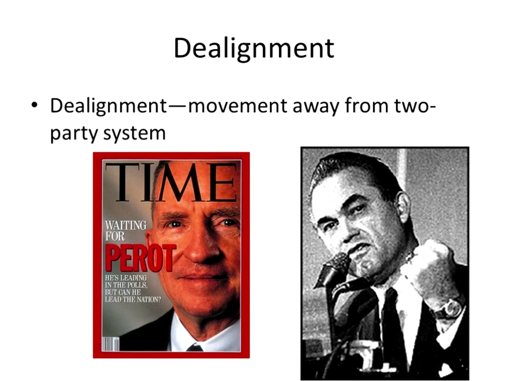But we also have de-alignments, and that's a movement away from the two-party system where you have a significant portion of the electorate that starts to back a candidate that's outside of the two-party system. And clearly that's been the case in 1992 with Ross Perot getting close to 20% of the vote, and then George Wallace in 1968 getting over 20% of the vote. So those are times of de-alignment.